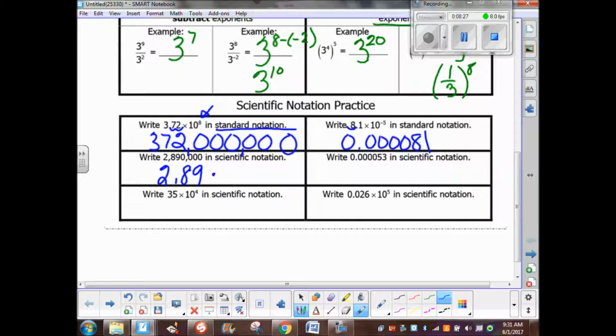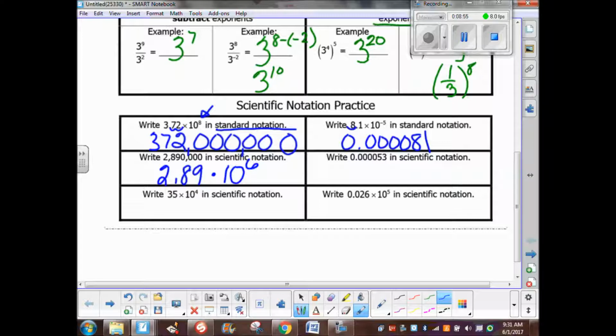2.89. 1, 2, 3, 4, 5. Awesome. Times 10 to the 6th. Perfect. Guys, check your work. Type 2.89 times 10 to the 6th into your calculator and see if it equals what the problem gave us. That's an awesome way to check. Write it down, what you think it is. Go to your calculator and see if it matches the problem.